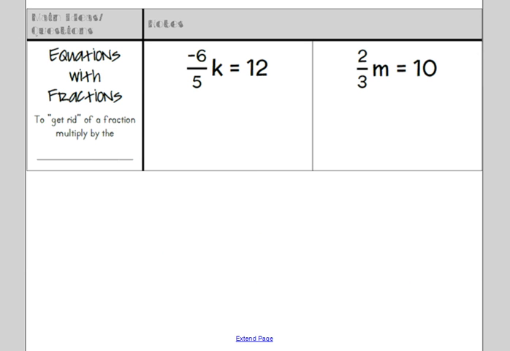Okay, let's look at some equations with fractions. So we can see that we have a fraction next to a variable. So our fraction is essentially our coefficient, or multiplied by our variable. So we actually have to undo that fraction to get rid of it. Whenever we're trying to get rid of a fraction, we need to multiply by the reciprocal. And when we multiply by the reciprocal, that means that we are just flipping the numerator and the denominator. So in this case, I'm going to multiply by -5 over 6. And I'm going to do the same thing to the other side of the equation.